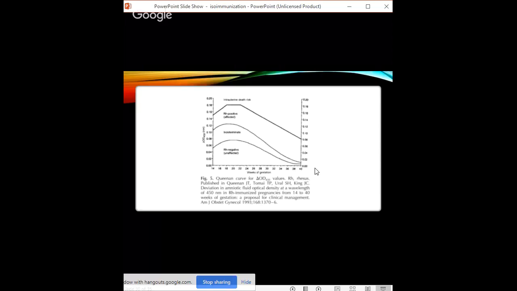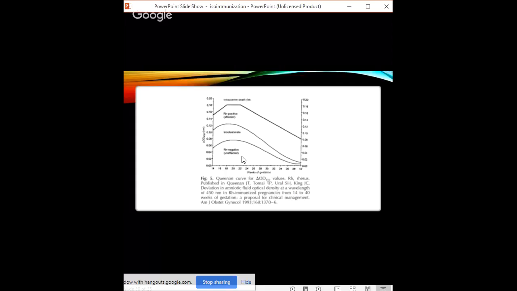And then the next slide, we're going to talk about the Quinan's curve. And this is where on the Quinan's curve, you have 3 regions where you have your rhesus negative unaffected, your indeterminate, and rhesus positive affected. What's that 4th region at the top? Oh, and the 4th region is intrauterine death risk.